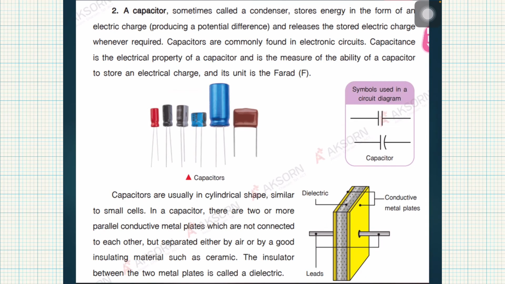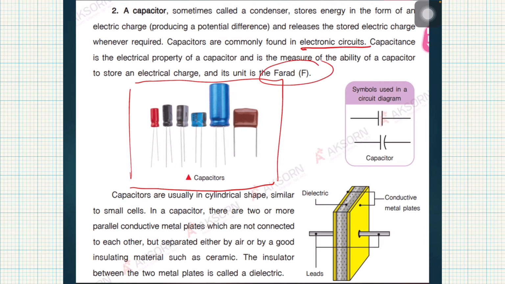Now we also have the second one, which is what we call a capacitor. How do they look? Look at this. A capacitor is sometimes called a condenser. It stores energy in the form of an electric charge and releases the stored electrical charge whenever required. Capacitors are commonly found in electronic circuits. Capacitance is the electrical property of a capacitor, and it measures the ability of a capacitor to store an electrical charge, and the unit is the farad. The symbol of a capacitor is like this. Did you get it?